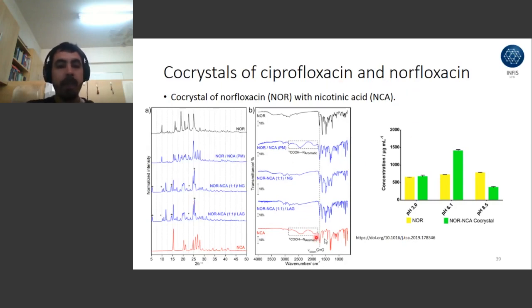And we are also able to look at the infrared spectroscopy and see new bands being formed. These new bands are due to the new non-covalent interactions formed between the drug and the coformer. And in this specific case, we had a huge increase in the solubility of norfloxacin at a specific pH. The solubility here is more than twice higher.